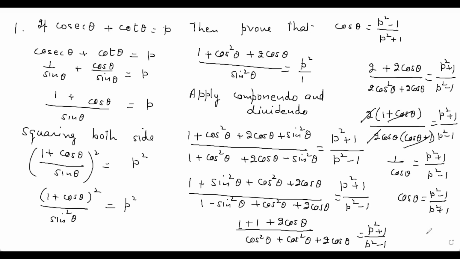I'm going to solve this sum with another method. So on the next page, I'm going to write one more method for this sum. There is another method of solving this sum. Let me do that method also. Second method: cosec theta plus cot theta is equal to p. And what we want to prove? We want to prove cos theta is equal to p square minus 1 upon p square plus 1.